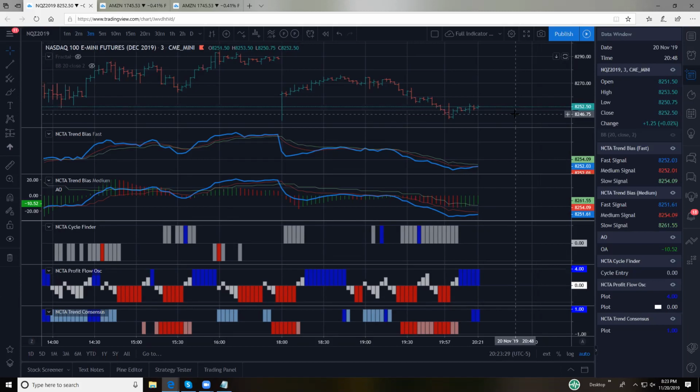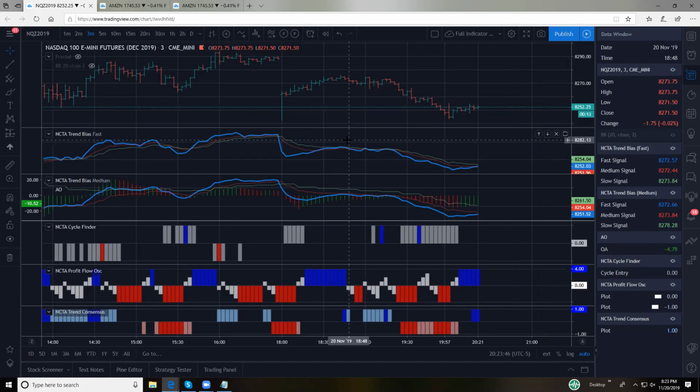The other can happen, the opposite way can happen. You can have trend bias cross first, and then what you're waiting for is the AO to come in the right color. And as soon as a bar starts with the correct color AO, that's when you're entering the trade.